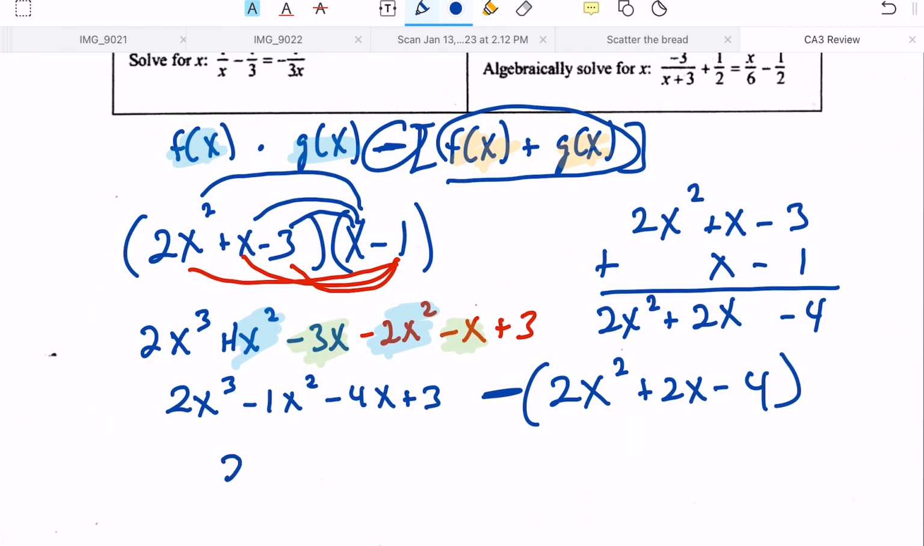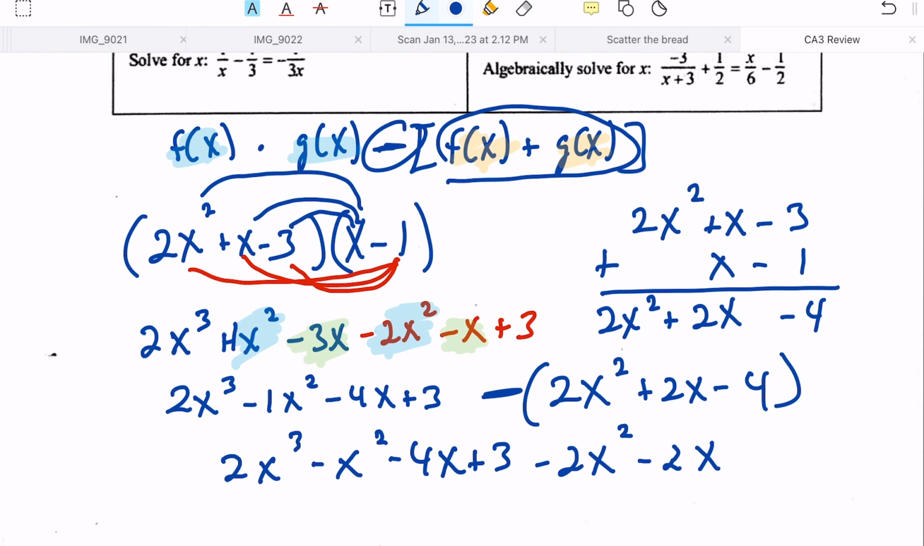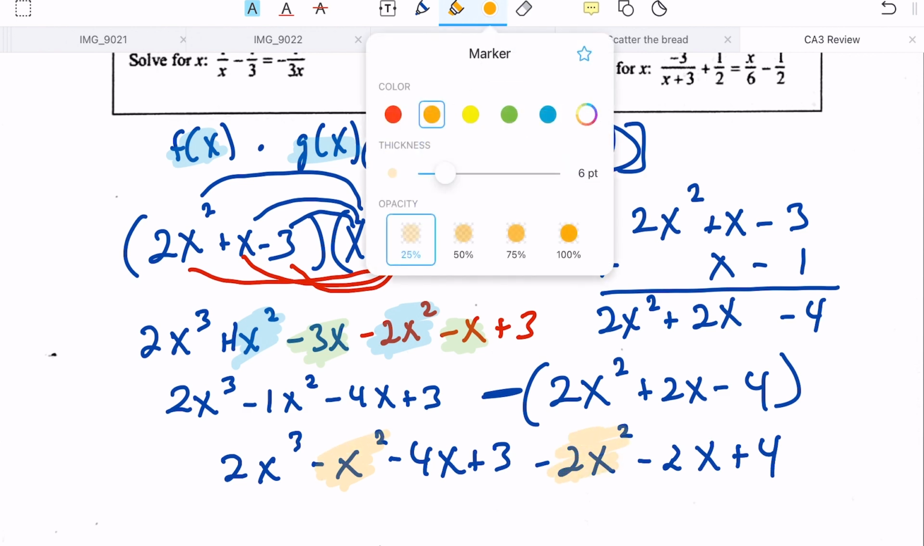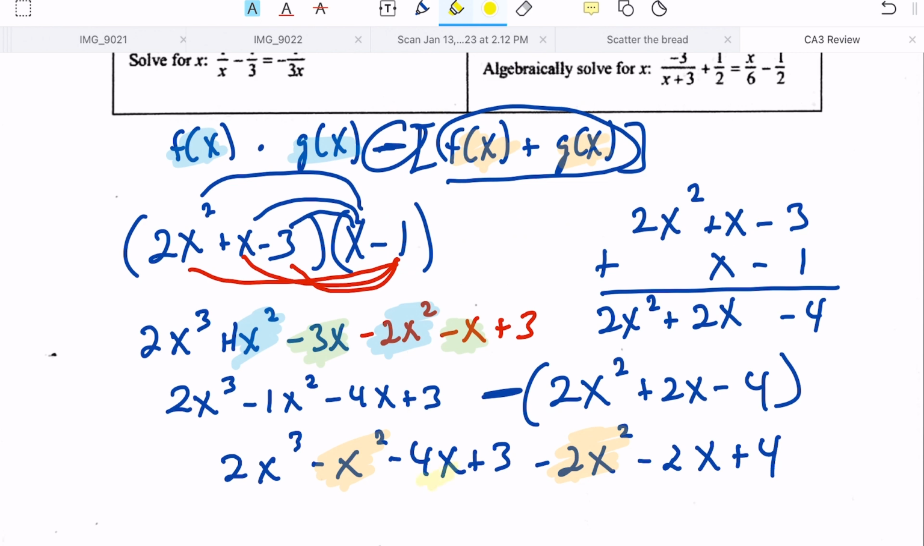Okay, so that's going to be 2x cubed minus x squared minus 4x plus 3 minus 2x squared minus 2x plus 4. Well, I see a minus x squared and a minus 2x squared. I see a minus 4x minus 2x, and a positive 3 and a positive 4.